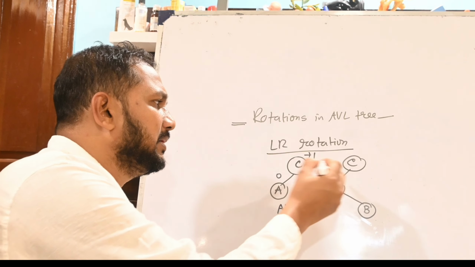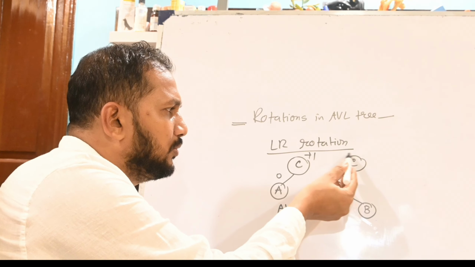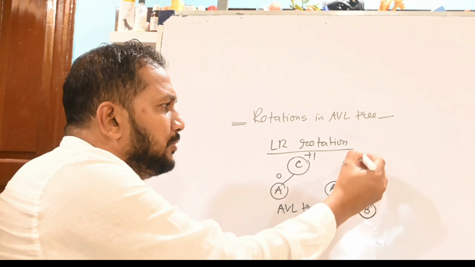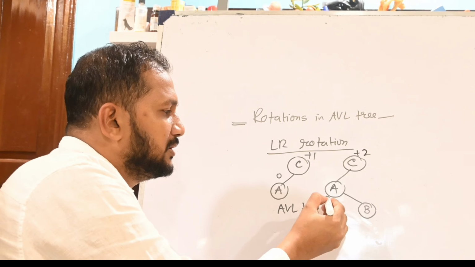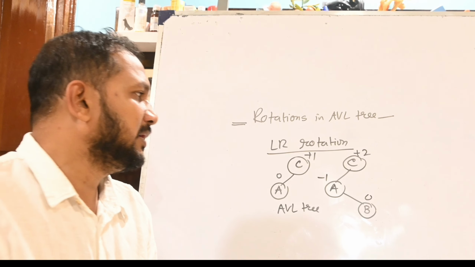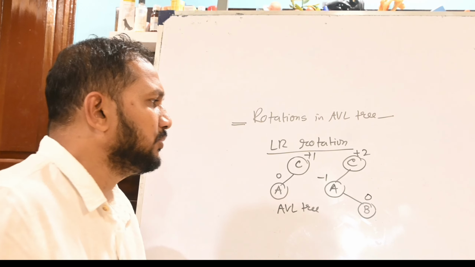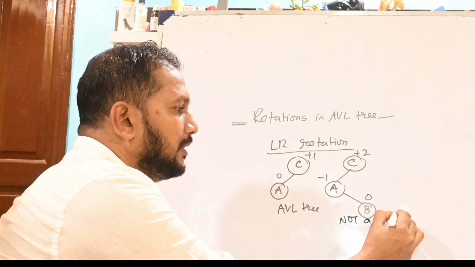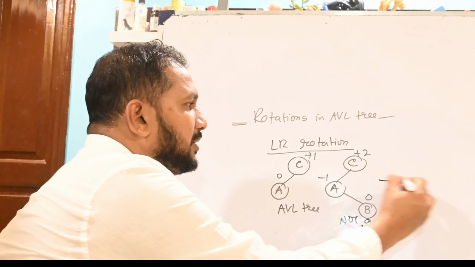Why is it not an AVL tree? Suppose this one is the node, and the height of this C is 2 and this is 0. So 2 minus 0 means plus 2, and this is 0 minus 1, which gives 0. As the balancing factor is not 0, plus 1 or minus 1, it is not an AVL tree. We need to convert it into an AVL tree.